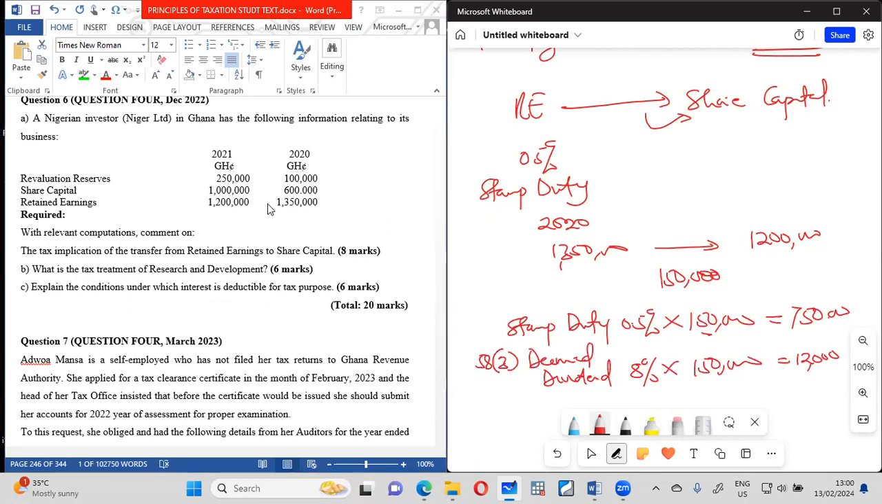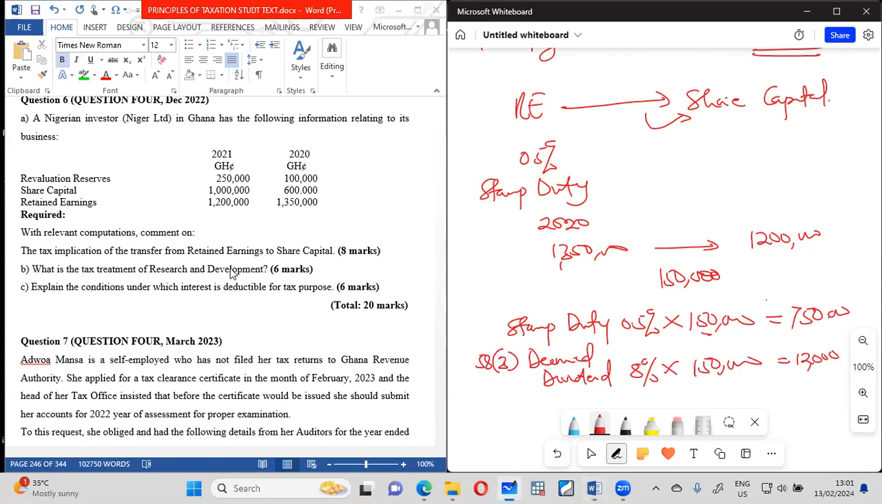So for example, for these ones whose stated capital was 600,000, which has increased to 1 million, you do a stamp duty of 0.5%. All right. So this is all you are doing for the 8 marks.